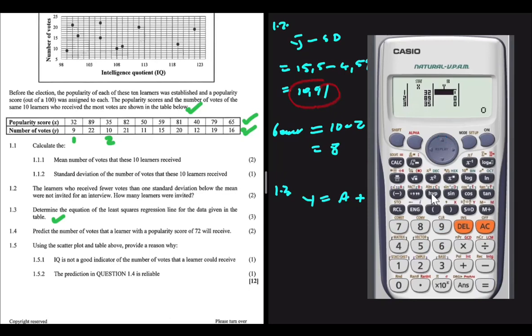So let me go up to the first x value. So you have to punch in the y value close to its corresponding x value, right? So 39 is going with 9, 89 is going with 22, 35 with 10, 21, 11, 15, 20, 12, 19, and 16.